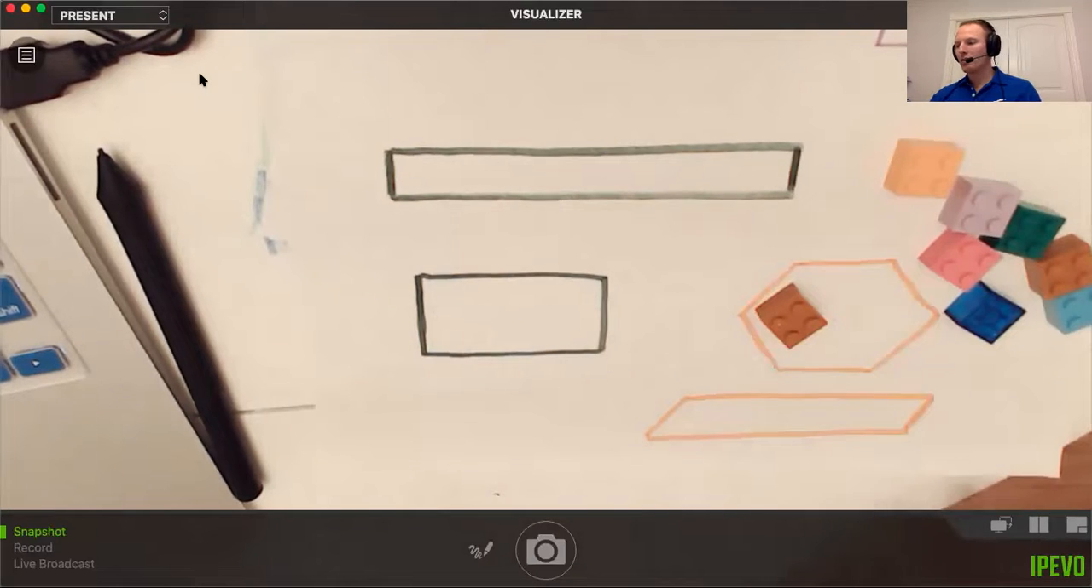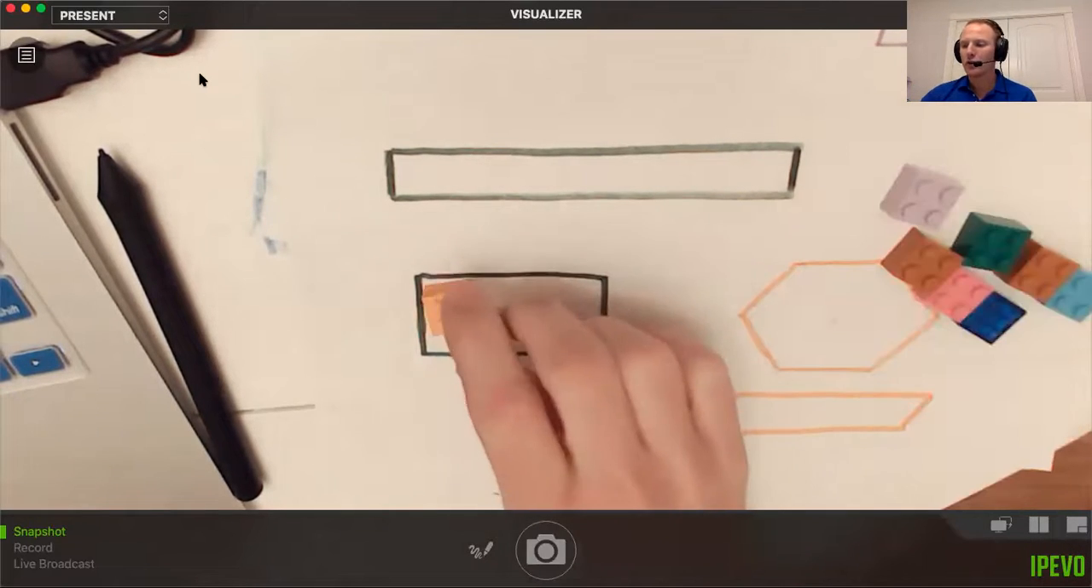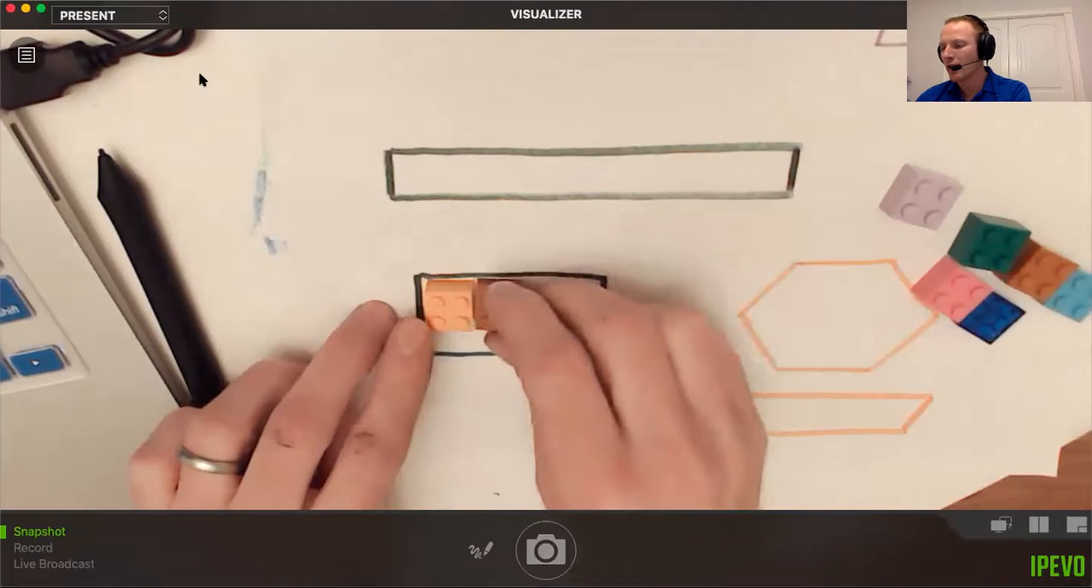Now, I want to mention something that's really important, because when I did this, when I tiled over this, you'll notice that I put them right together.